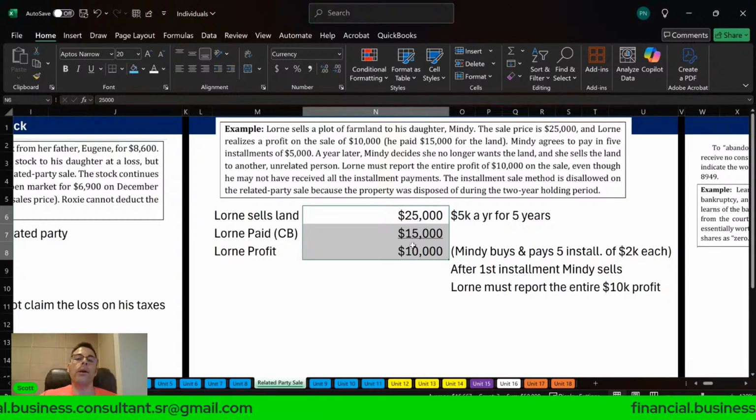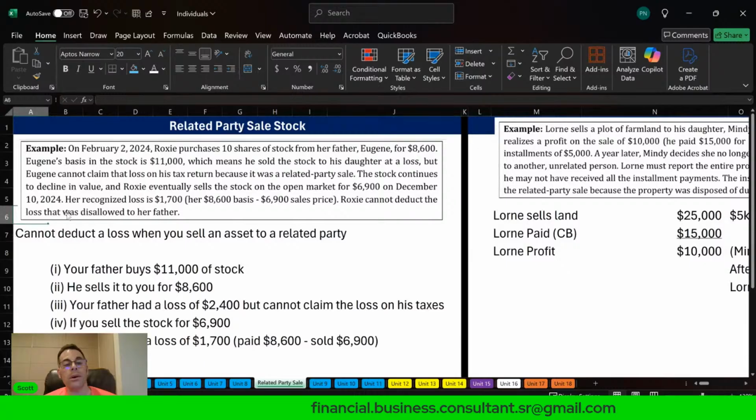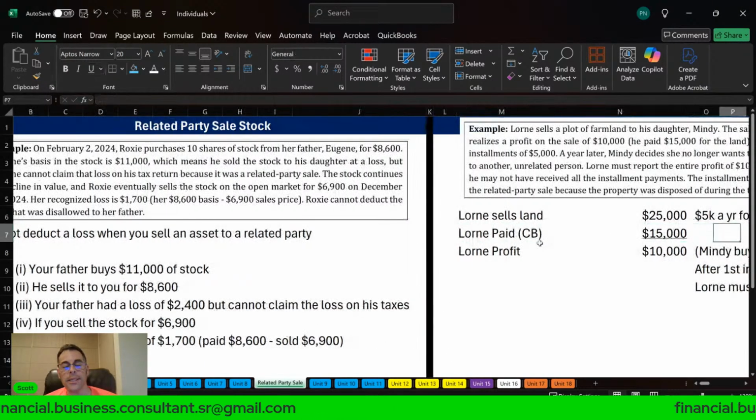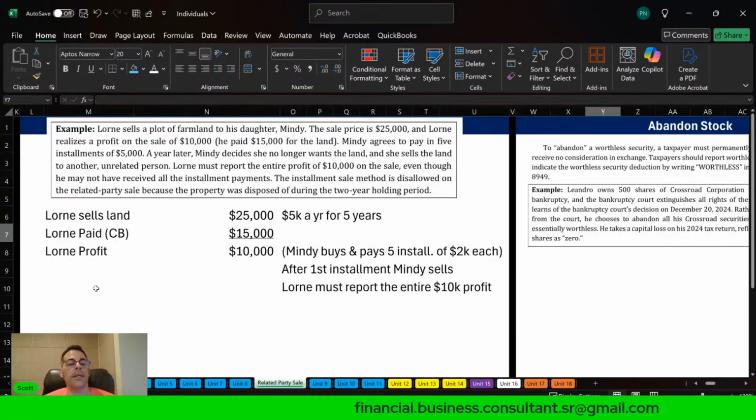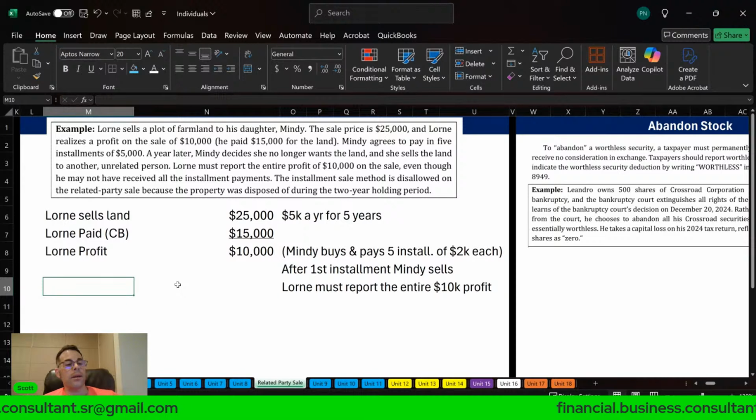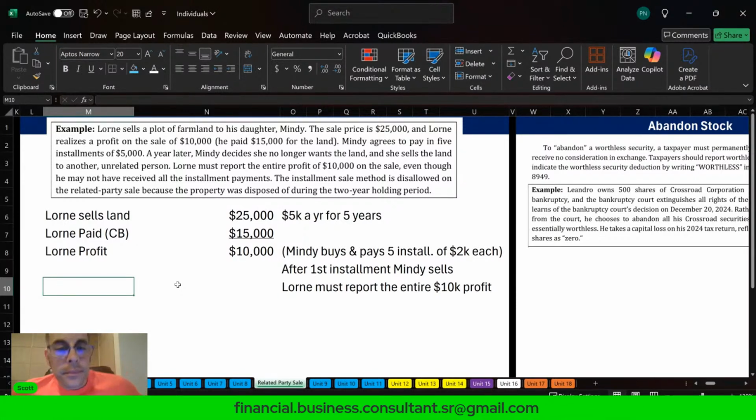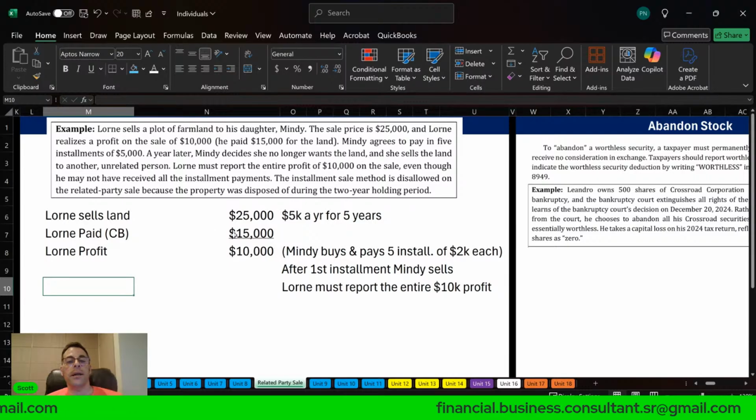So when you sell to a related party, if you sell at a profit, you have to report the profit. But if you sell at a loss, you can't report the loss, which kind of makes sense because then you could do real shady stuff with your taxes. You could just sell it for like $1, and you get this big tax break, and then I'll give you 10 grand. Just pretend I sold it to you for $1.